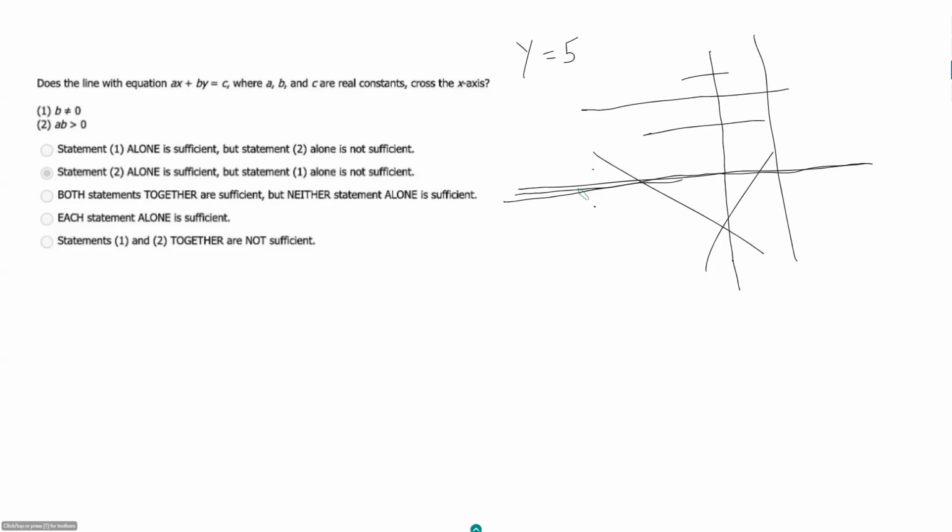Anyway, so first thing I want to do here is get my equation into y equals mx plus b form. So by is equal to negative ax plus c, and I can divide everything by b. Y is equal to negative a over b x plus c over b. And so our y-intercept here is not c, it's c over b. And because c and b are constants, c over b should just be some other constant, which qualifies it to be our y-intercept.